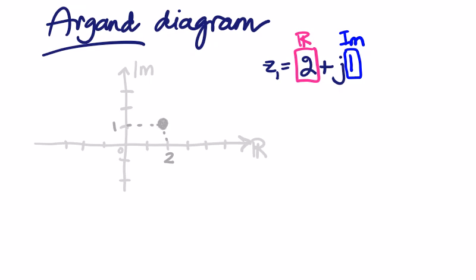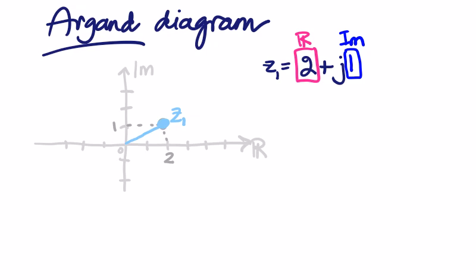Usually we tend to draw a line that connects the origin with the point. So good to label it. That one is our Z1. You see that I didn't write j here because the vertical axis is there just to show the imaginary number, which is the number multiplying the j.